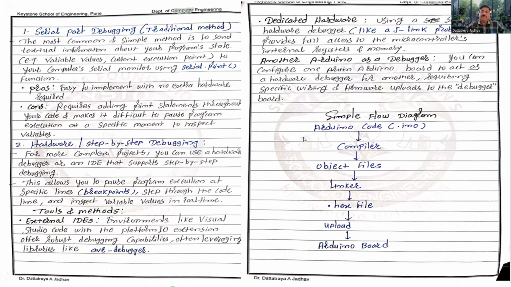So how do they work? Just look at the flow. Arduino code .ino. That is your human-readable code that needs to be converted into object files by a compiler. There are n number of object files created by the compiler depending upon the code. Then it goes to the linker. So what does the linker do? It converts all the object files into a single file. That file is called a .hex file.